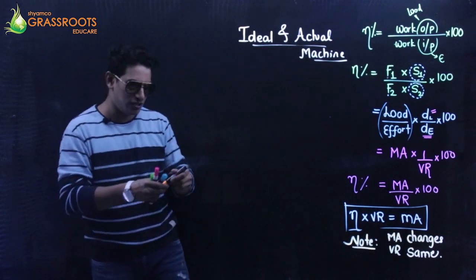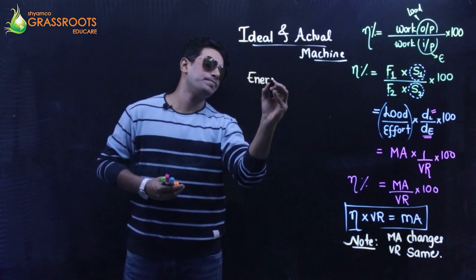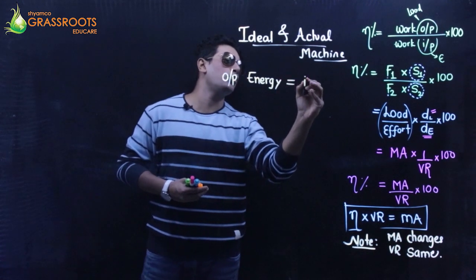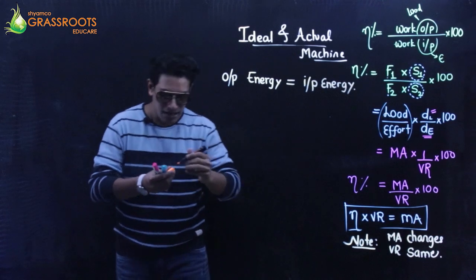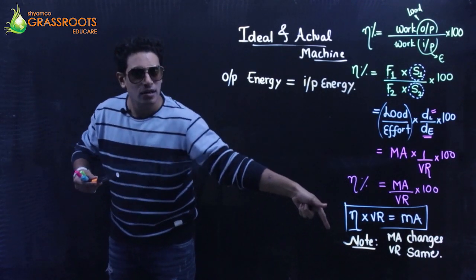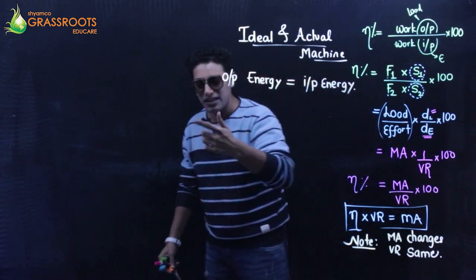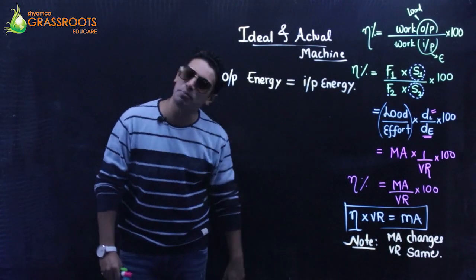So in an ideal machine, we say that output energy should be equal to input energy. That means how much energy you put into a machine, the machine should give the same amount of energy back. That means if I'm giving my 100%, I should get 100%.